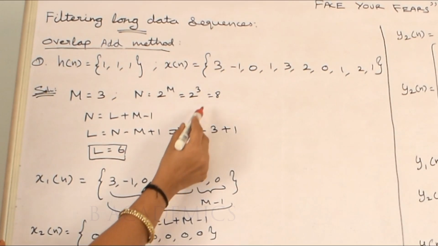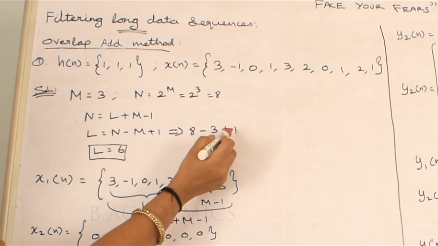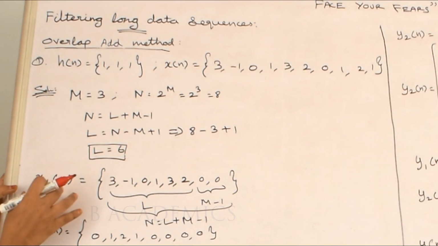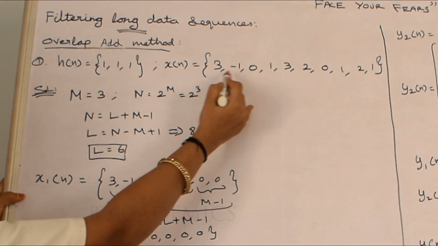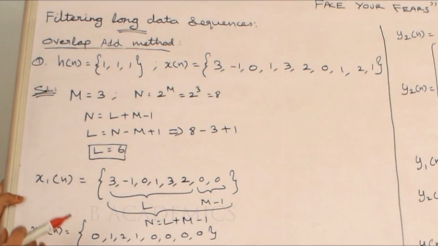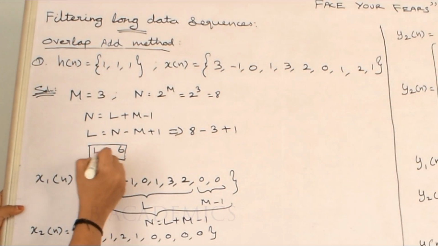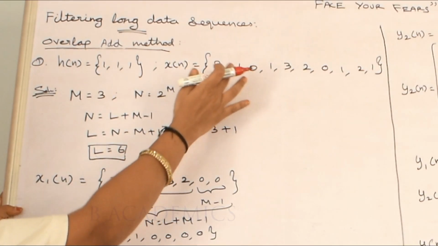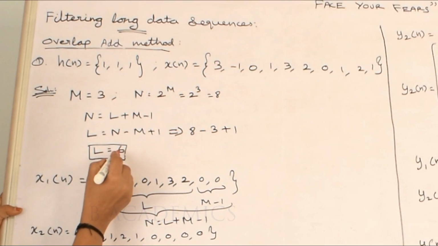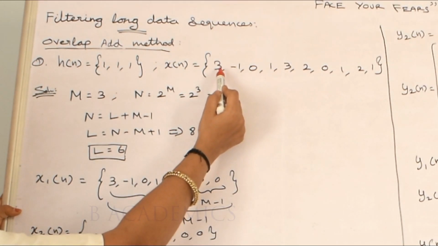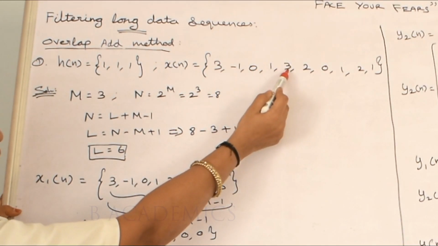Here N is 8 and M is 3, so plus 1 gives you L as 6. Now we are going to divide this sequence into subblocks. So x1 of n is equal to, first L data should be taken from the actual input given. So L is 6. So first 6 data we are taking from the input given: 1, 2, 3, 4, 5, 6.